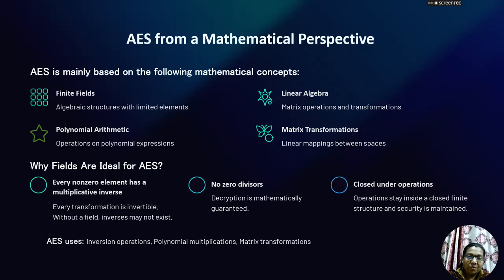Similarly, no zero divisors means that decryption as well as encryption is mathematically guaranteed. And the operations stay inside a closed finite structure, so security is also maintained here. So in this way, AES uses the inverse operations, similarly polynomial multiplications and then matrix transformations also.